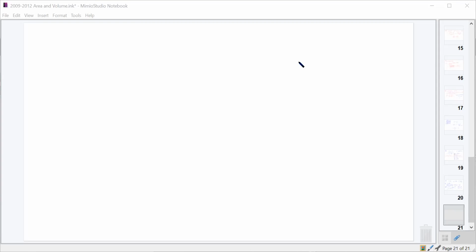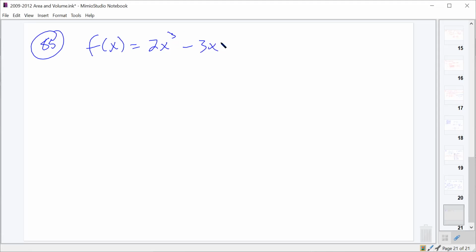85 gives us f of x equals 2x cubed minus 3x. And h is the inverse of f. And we want to find h prime of -1.